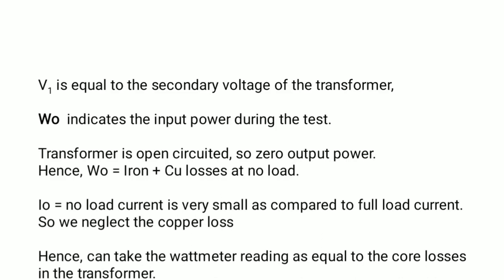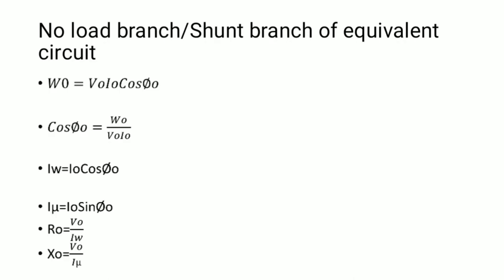at no load. So no load current of the transformer is so small as compared to the full load current, so we are neglecting the copper losses. Hence whatever wattmeter reading shows, those are nothing but the iron losses or core losses. So that core losses help us to find out the no load branch or shunt branch equivalent circuit parameters.